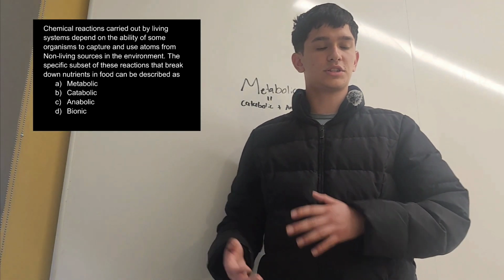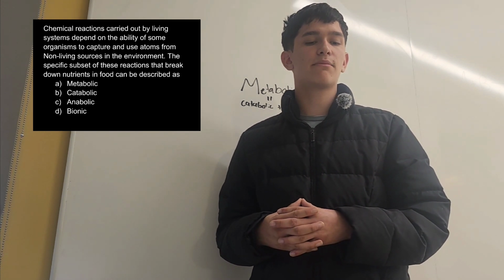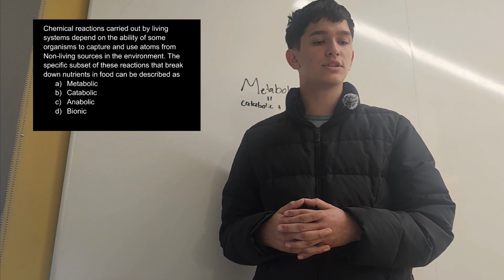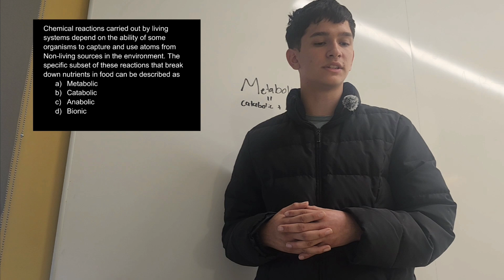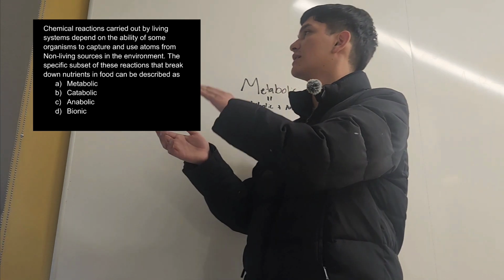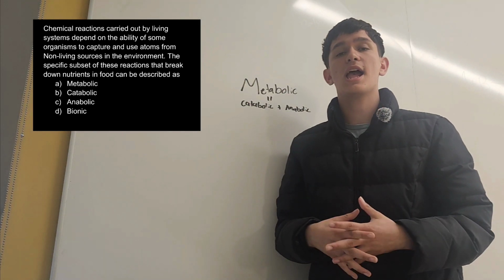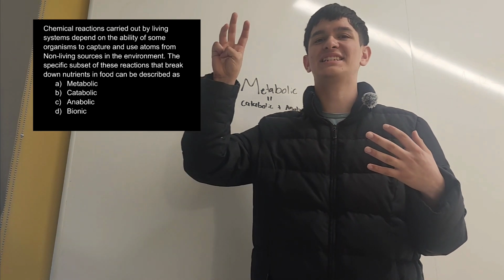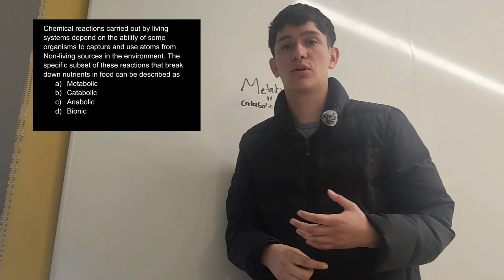So the following question says, chemical reactions carried out by living systems depend on the ability of some organisms to capture and use atoms from non-living sources in the environment. The specific subset of these reactions that break down nutrients in the food can be described as... and the question should be somewhere around here. And break down. So let's think about breakdown. Whenever they break something down, that's catabolic.